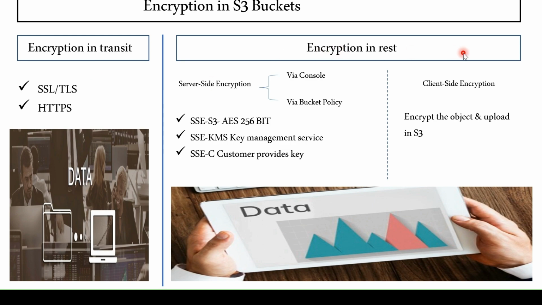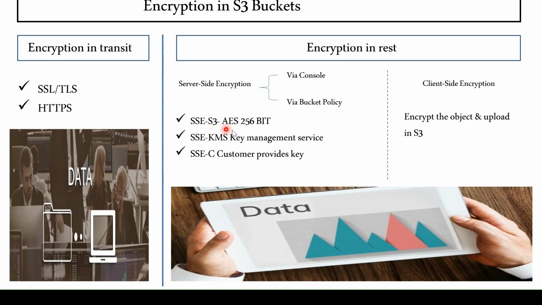And then encryption at rest. This means when the data is in the S3 bucket and it's not moving, at that time there are two different types of encryption which can be applied. One is server side and the other is client side. In server side, we can apply encryption via the console, just like a GUI click and enable that kind of thing, or we can write a bucket policy to apply the encryption on the bucket. Once we apply the encryption on the bucket, then whatever objects get uploaded to the bucket will be encrypted.